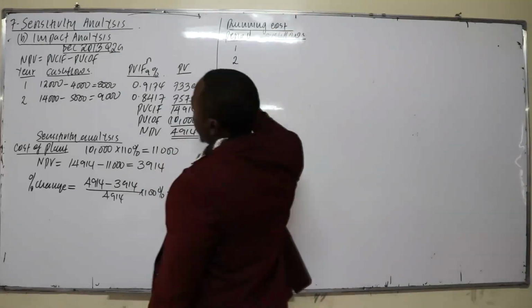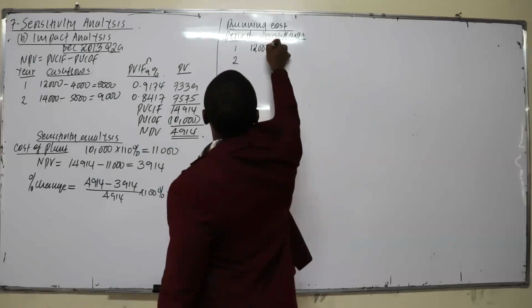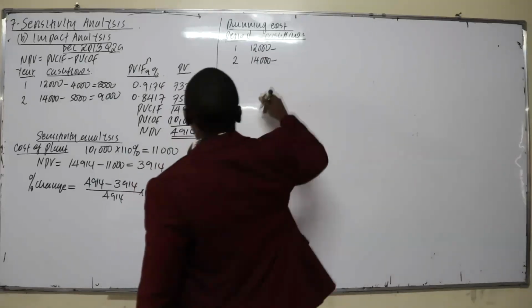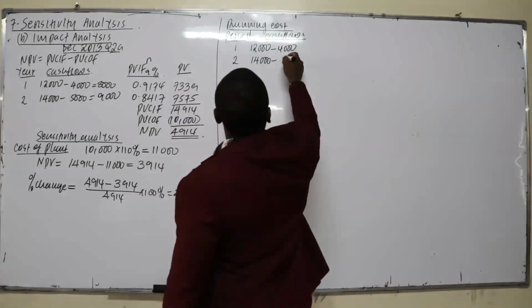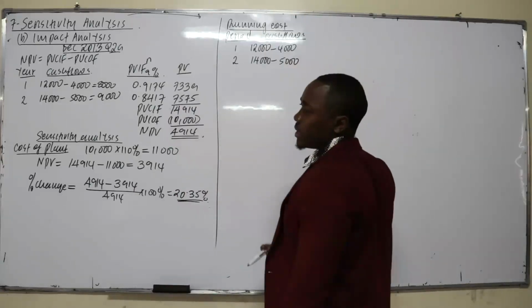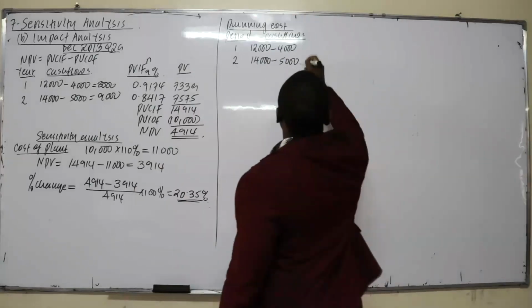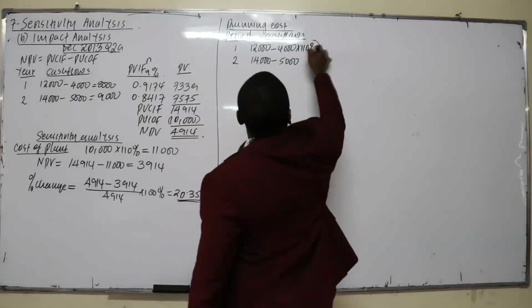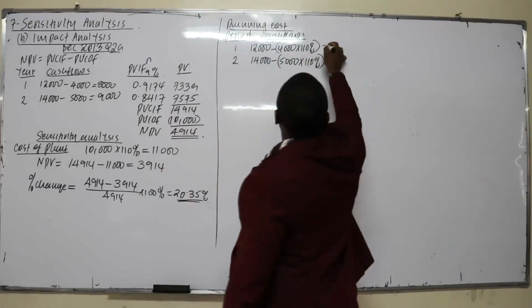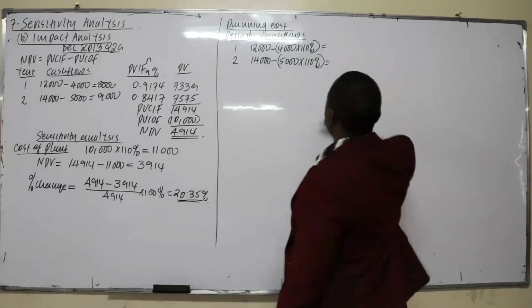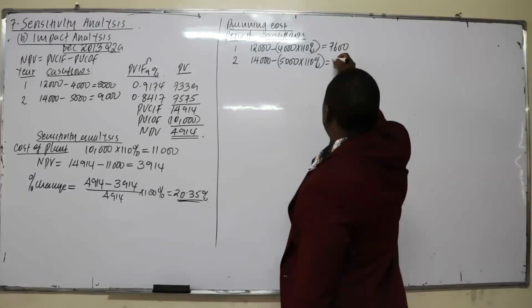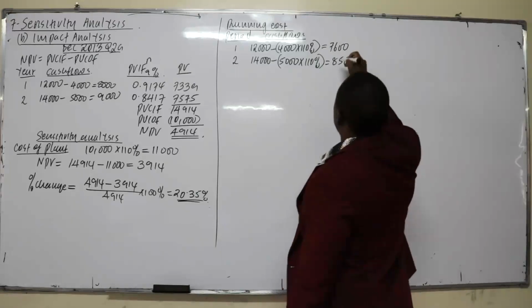So how do you get cash flow? You take the savings. Year 1 was 12. Year 2 was 14. Then you deduct the running cost. The first year it was 4. The second year was 5. But in this case, we're evaluating the running cost. When running costs are affected adversely by 10%, that means they increase by 10%. So you multiply by 110%. Also, this 5,000 you multiply by 110%. So that's 4,400. You get 7,600, right? And that's 5,500. You get 8,500. Good.